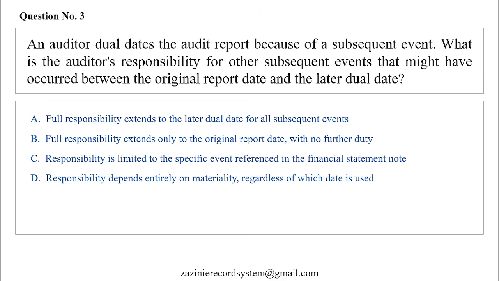Correct answer is letter C. Explanation. Letter C is correct because dual dating exists precisely to limit the auditor's added responsibility to just the one subsequent event being referenced in the note. If the auditor wanted broader responsibility for anything happening up to the later date, they would simply use that later date for the whole report instead of dual dating.